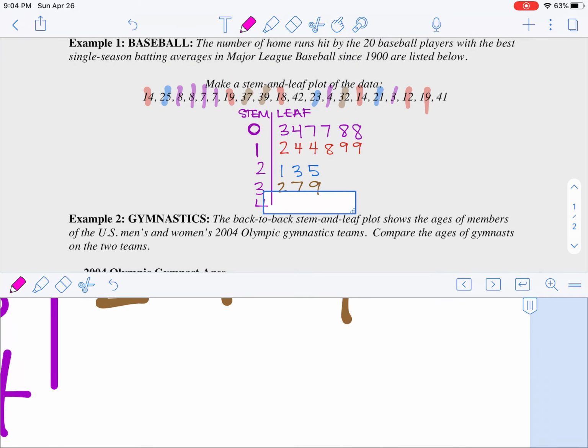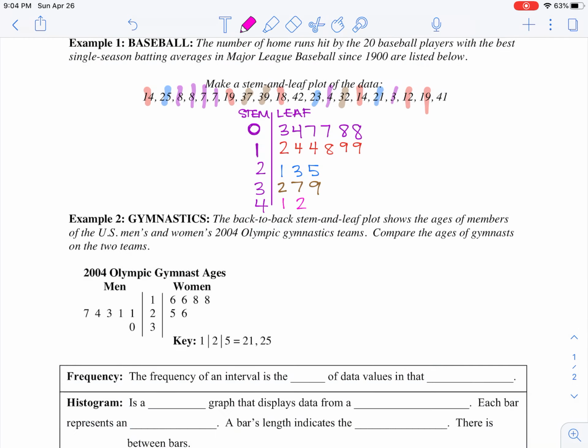And I believe there's a 41 and a 42. Now, it wouldn't be a bad idea to count how many items you have on the leaf side just to make sure you didn't forget a value. But the very ending piece of this is to write a key.